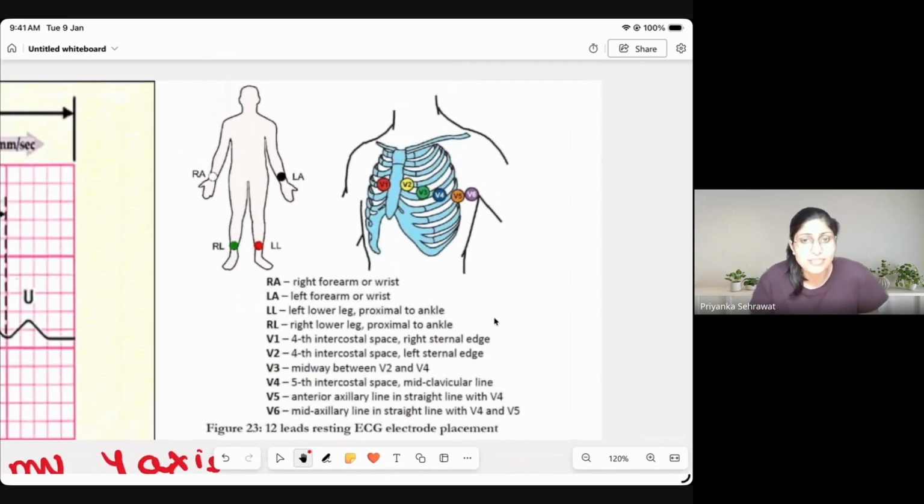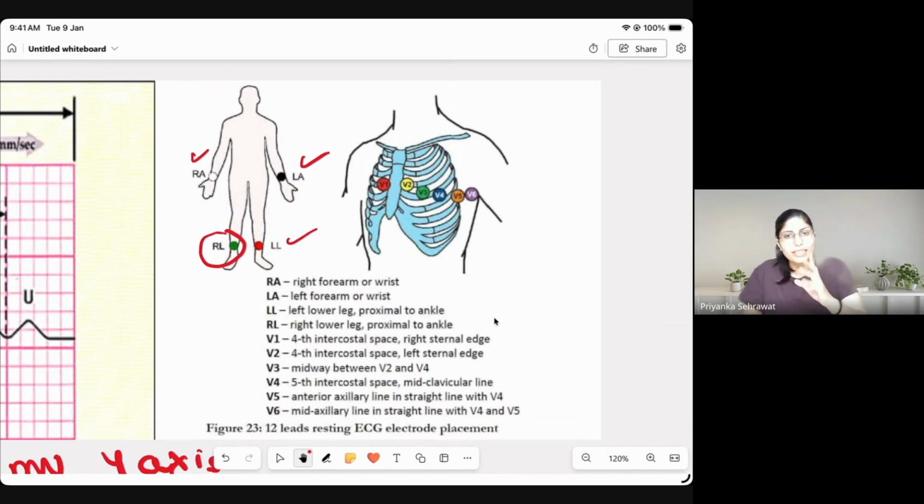Now, what are the leads? So we know that we have 6 precordial leads and we have 4 limb leads. Out of these 4 limb leads, the right leg lead is electroneutral. इसका कोई electrical potential नहीं होता है. This is an electroneutral lead. So effectively, we have 3 limb leads: right arm, left arm, left leg. Right? And these are our 6 precordial leads.